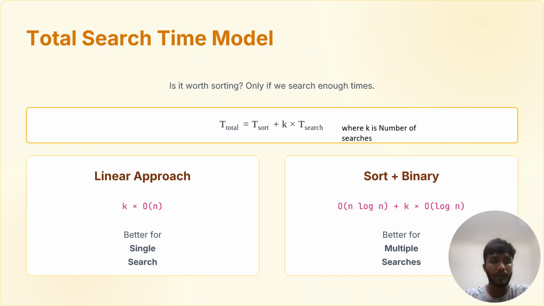But if we want to search many times, sorting once and then using binary search becomes much faster overall. After sorting, each search takes only O(log n) time, which is much quicker than scanning the whole list. So sorting is useful when we expect multiple searches on the same data. This is the idea behind the total search time model.